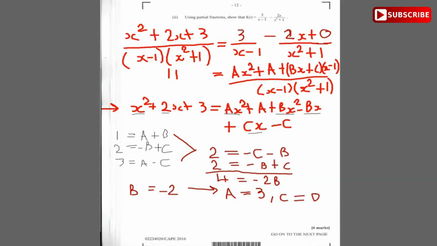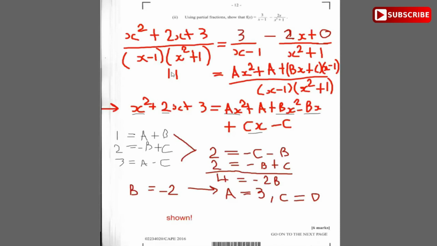So that's what we do to show that. All right, so that's done. So write shown, or you can write proving. That takes care of that. It says, hence, evaluate the integral from 2 to 5 of f of x. Since it says hence, instead of using this, we're going to use this.